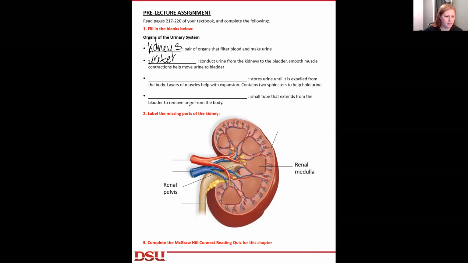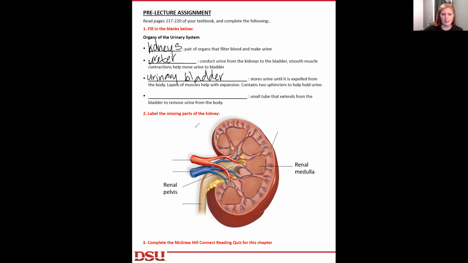Then we have the bladder itself, also called the urinary bladder. I'll put the whole name. That stores the urine until it's expelled from the body. Layers of muscle help with expansion. And this is true. The way that the muscle layers are arranged allows the bladder to expand, but then be able to go back to its original shape and size.